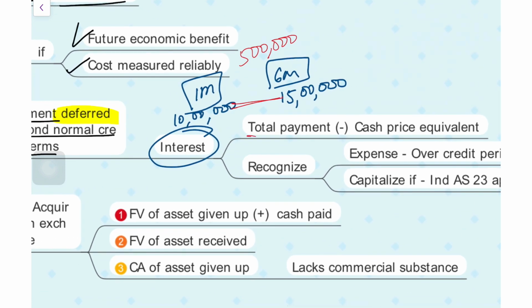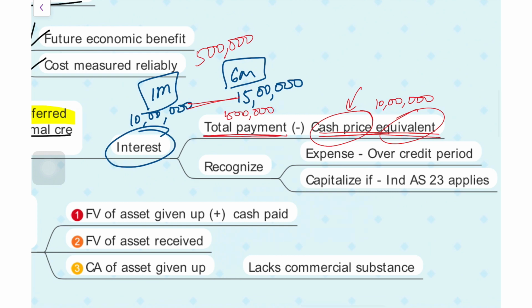So how do you find out the interest part? You are going to see what is the total payment you have made, that is 15 lakh rupees, minus the cash price equivalent. Cash price equivalent means how much you would have paid if you had paid within the normal credit term itself. So that cash price equivalent is considered here, which is your 10 lakh rupees. So 15 lakh minus 10 lakh, 5 lakh is your interest.